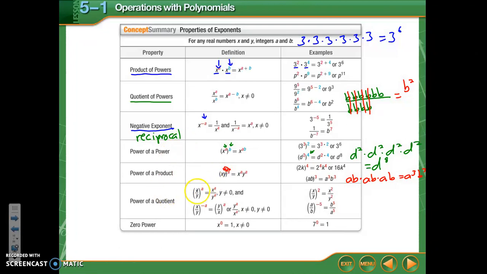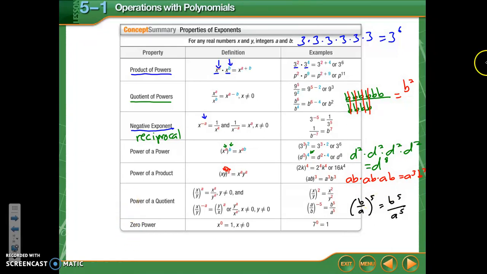Power of a quotient, same idea. If I have a quotient or a fraction with different bases raised to the same power, that power goes to the numerator and to the denominator. So here they're showing you an example with a positive exponent. So like x over y, notice the parentheses, all squared, is x squared over y squared. If the exponent outside of my fraction is negative, remember negative exponents mean reciprocals. So I just flip my fraction. It becomes y over x to the positive a. So here I have a over b to the negative 5. So what I do is I say, okay, that's b over a to the positive 5, and then that's b to the 5th over a to the 5th.